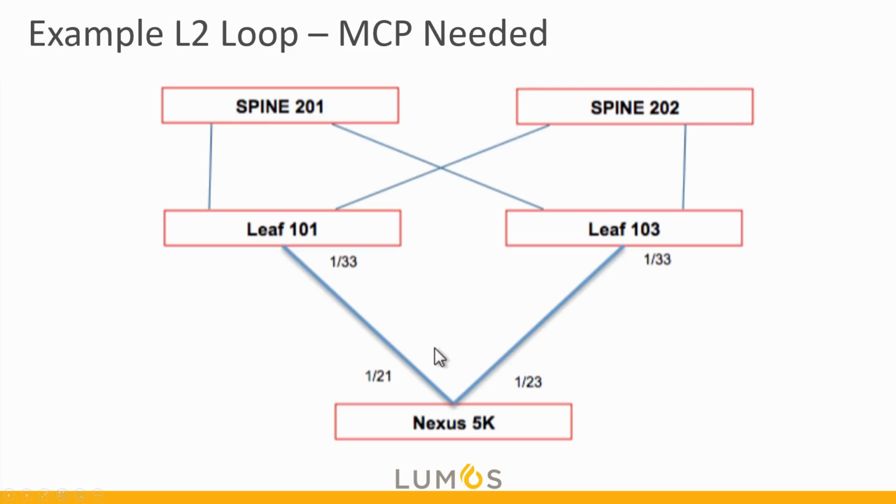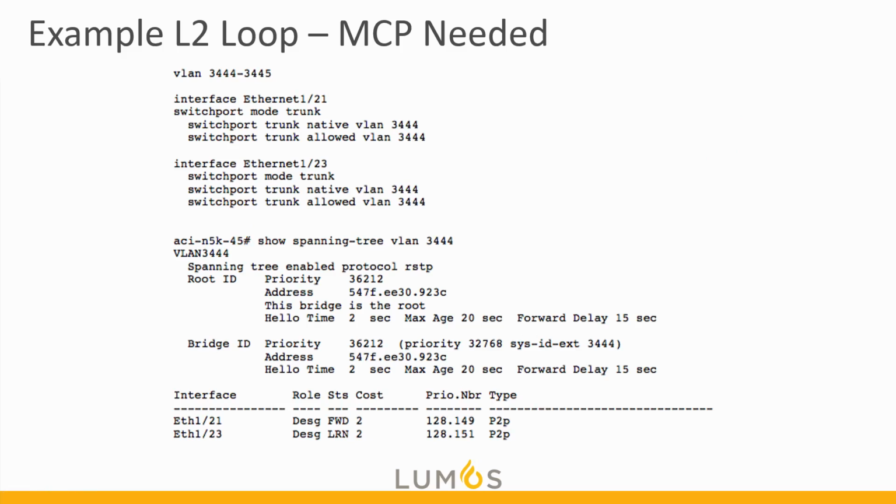So let's take a specific look at an example. We've got our two spines, our two leafs, leaf 101 and 103, each with port E1/33. And then we have a Nexus 5K. You could use multiple external switches, but we're just going to use one, with ports E1/22 and 1/23. So here, looking at the configuration on the 5K, we see that we have VLAN 3444. We have another VLAN, but we're not going to use it.